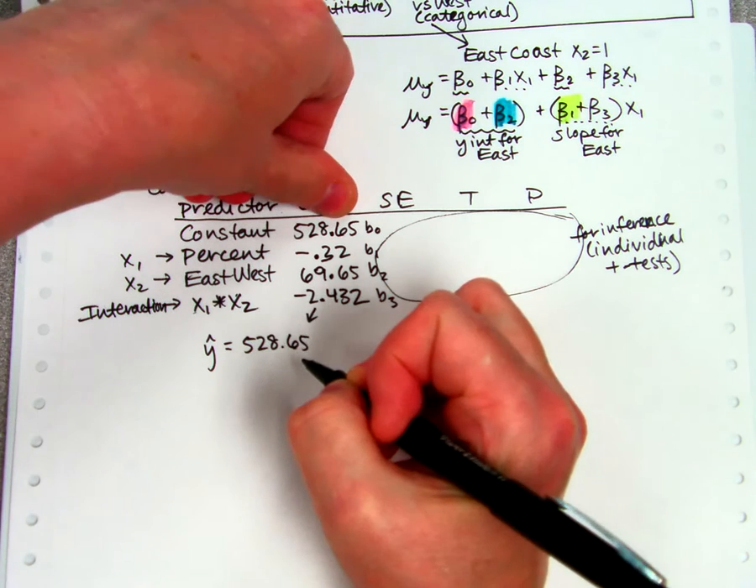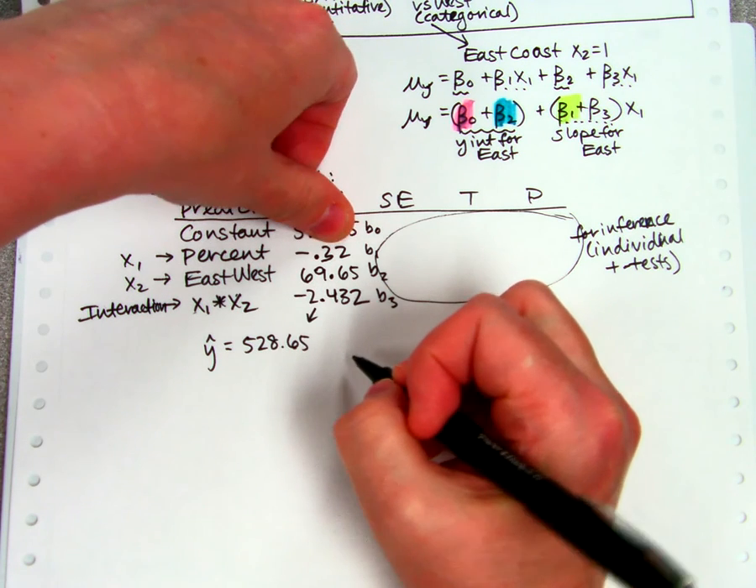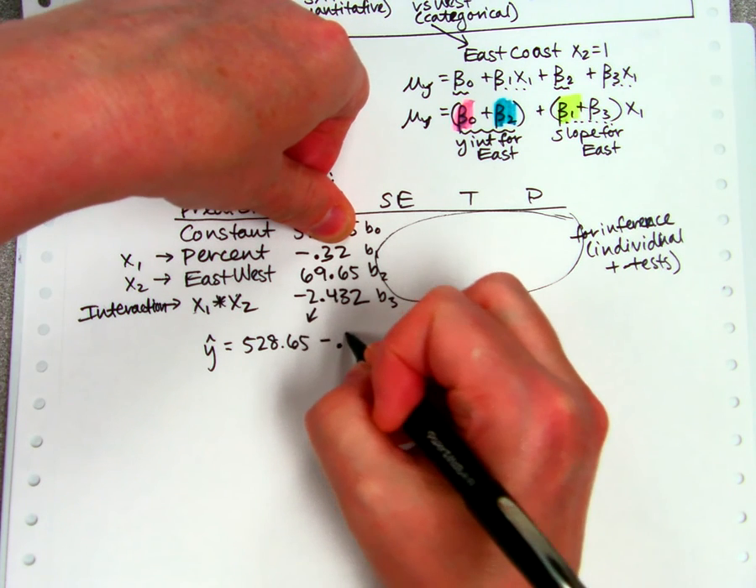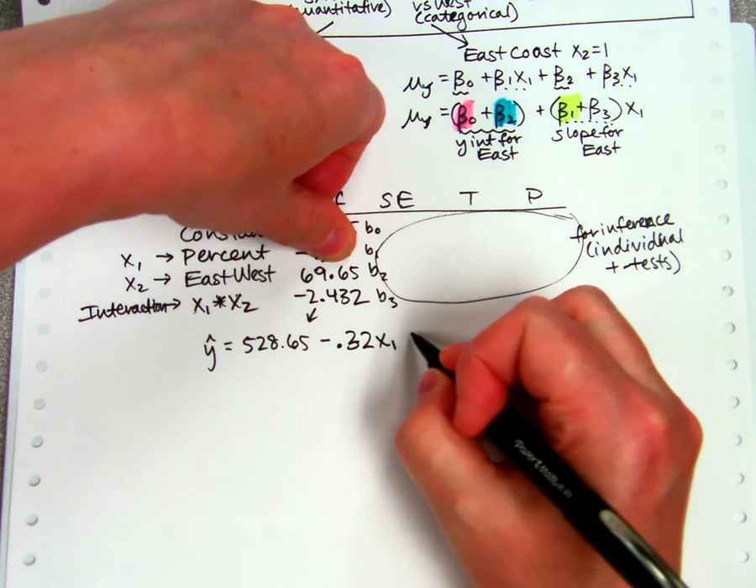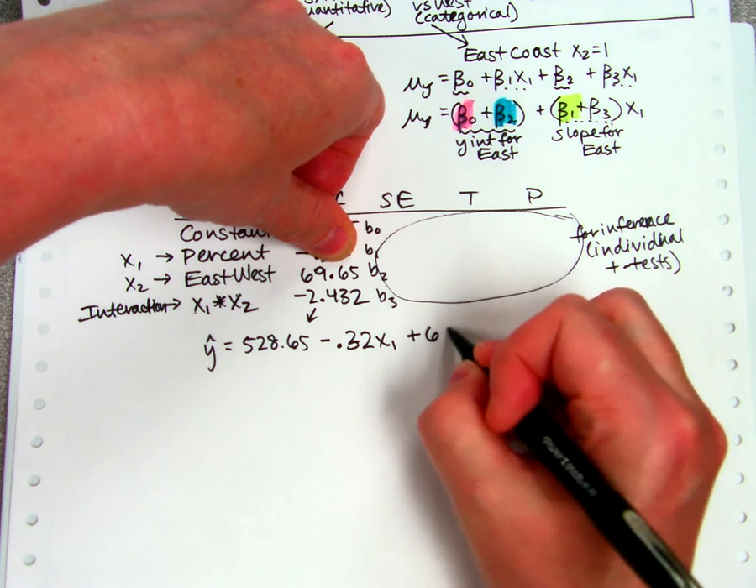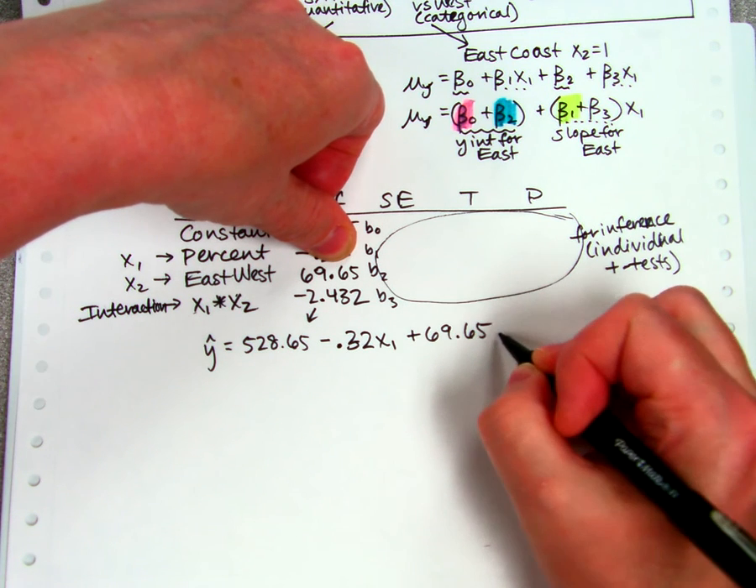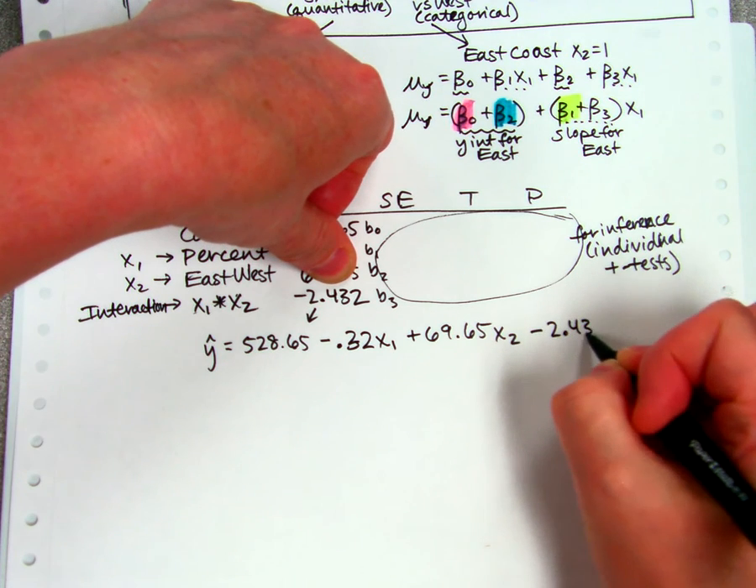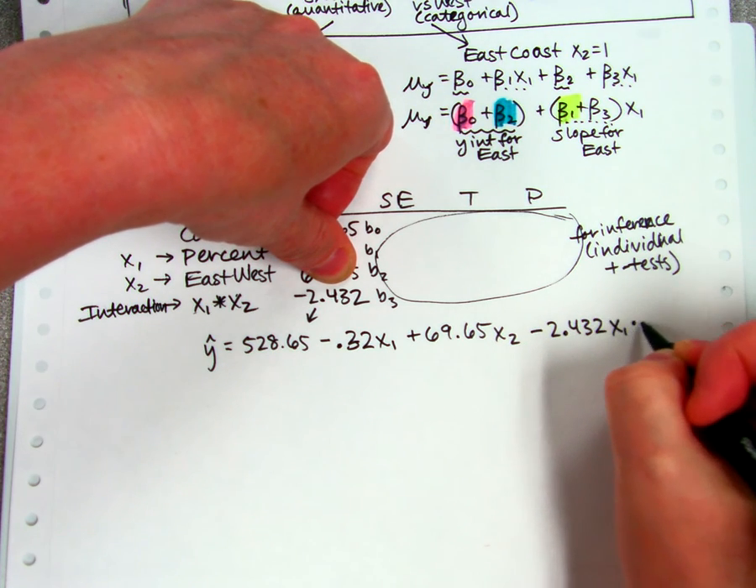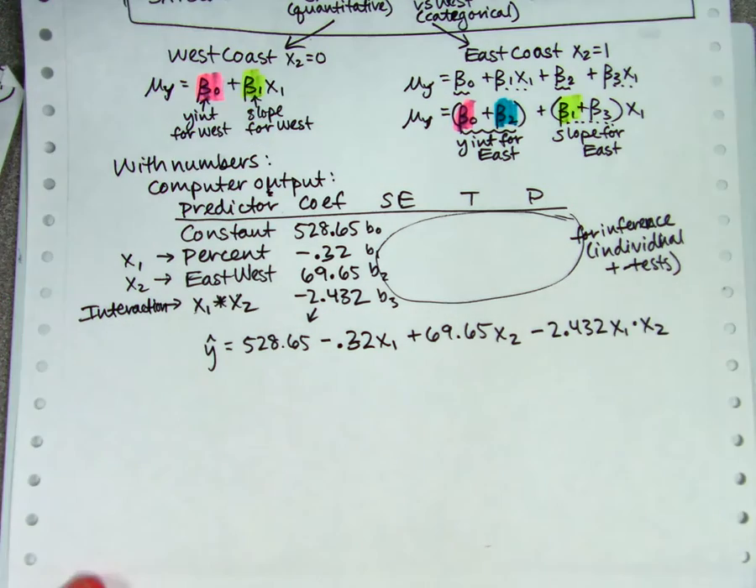528.65. That's my y-intercept for the first group. Here's my negative. Remember, we already talked about the slope is negative. X1. We have plus 69.65 x2 minus 2.432 x1 times x2. There you go.